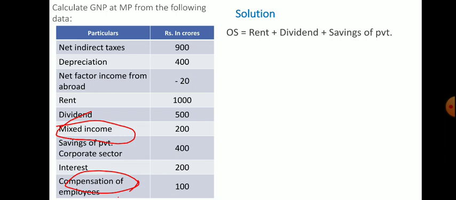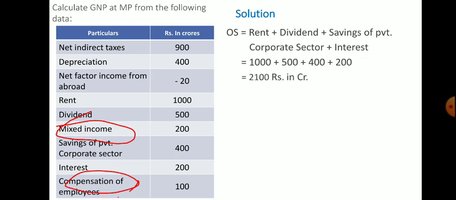So, we have to include that only. The savings of the private sector as well as interest is also given, so we have to add interest as well. Putting the values of rent, dividend, savings of the private corporate sector and interest, what will we get? Operating surplus is equal to 2100 rupees in crores. Okay, now we have got this operating surplus.